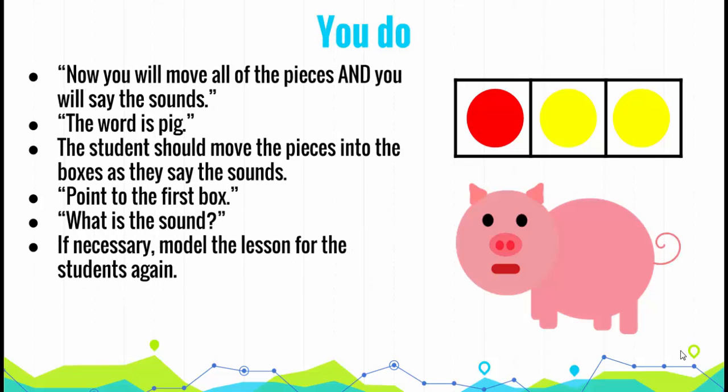The final portion is the You Do, where students practice the skill with very little or no help from the teacher. In this section, you will give the students a CVC word, such as cup, and they will move the pieces into the Elkonin box as they say the sound. After they move the chips, ask them to identify the first sound in the word. If a student is struggling, remind him to point to the first box and locate the red chip.